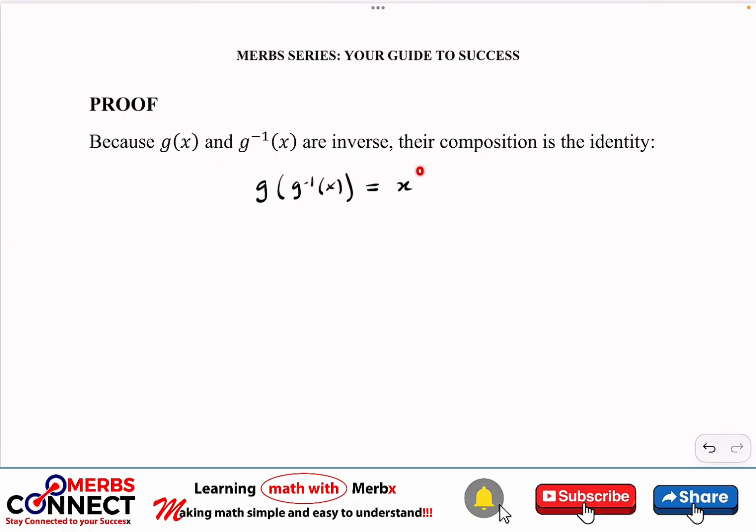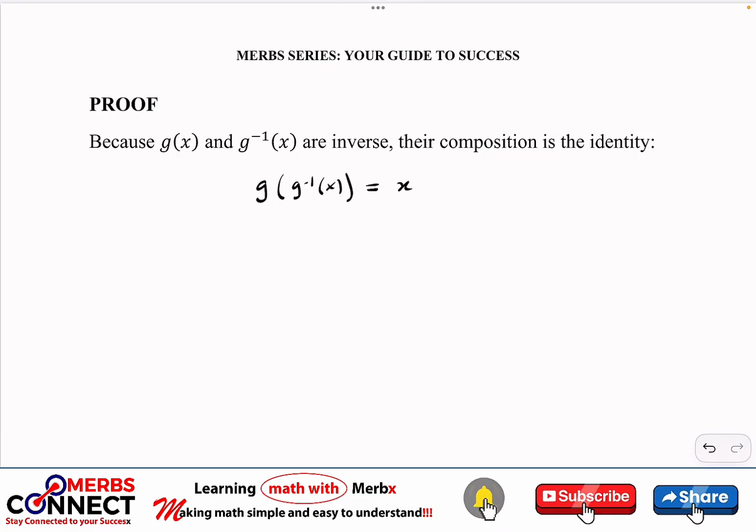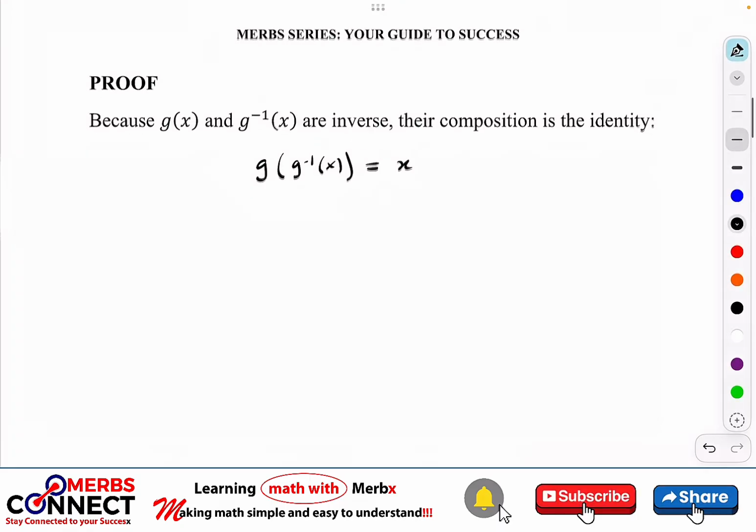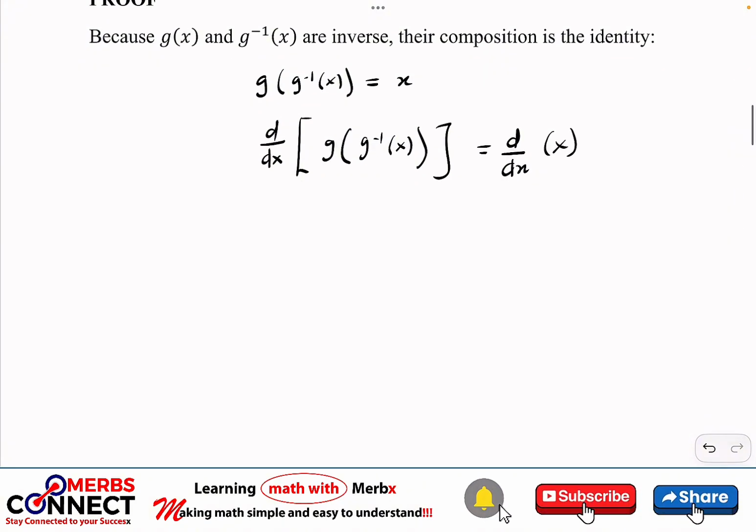So what I'm going to do here is differentiate both sides with respect to x using the chain rule. So let's do that. Differentiate both sides. I'm differentiating with respect to x of g of g inverse of x, and this is equal to d over dx of x. So what are we going to get? Now, don't forget here we are going to use the chain rule. So what does the chain rule say?